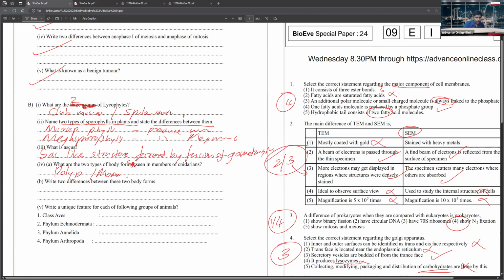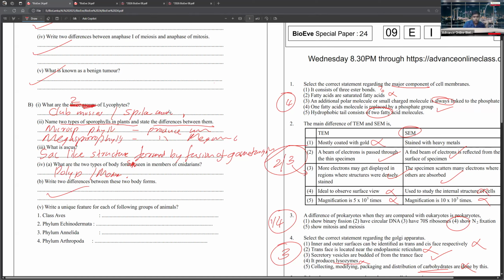Next one, write two differences between these two body forms. What are you going to write? Polyp attached, medusa free living. Polyp mouth turned up, medusa mouth turned down. Polyp tentacles around the mouth, medusa tentacles around the margin of the body. I think you can write that.